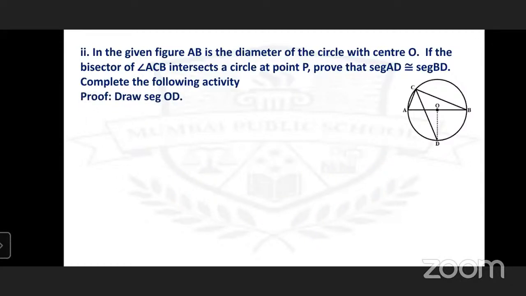Draw segment OD. Now see, the first box means angle ACB is equal to dash is given. As we know, the angle inscribed in a semicircle, this AB is the diameter, so this is the semicircle. So ACB is equal to 90 degrees, meaning an angle inscribed in a semicircle is always equal to 90 degrees. So in the first box we write 90 degrees.